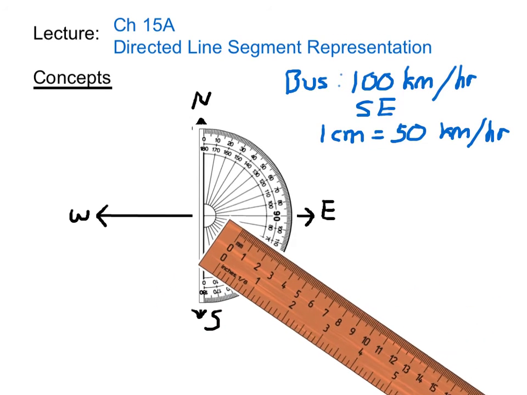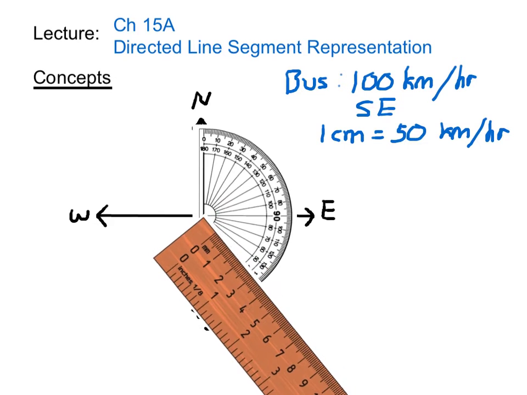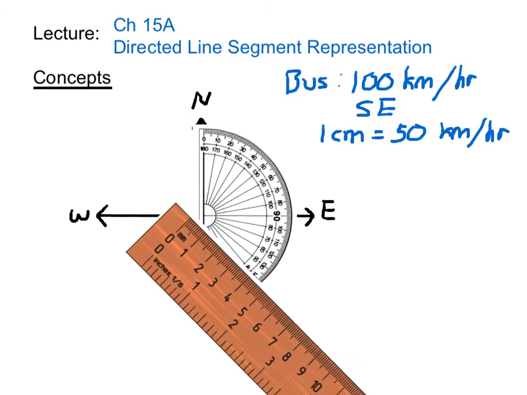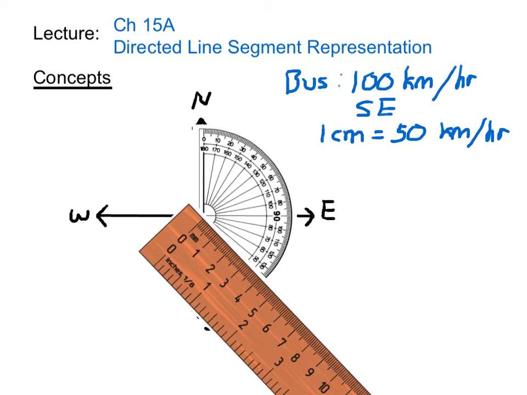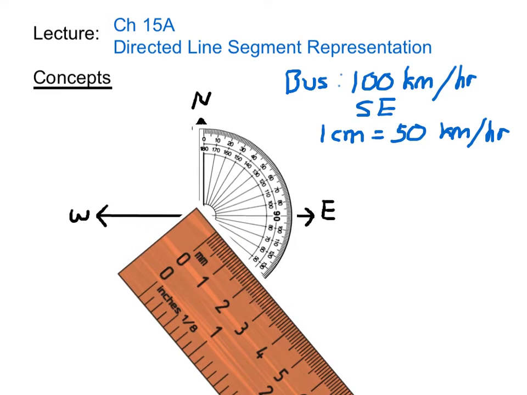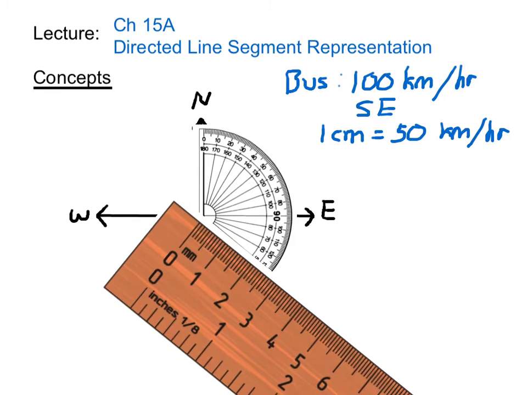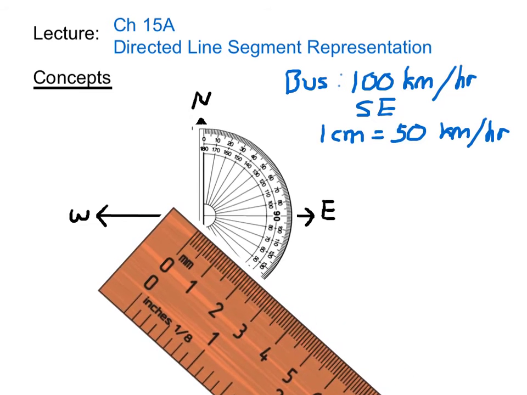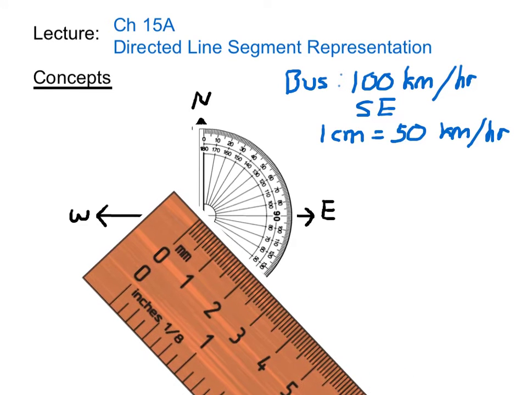So if I take my ruler and I orient it at 45 degrees, let's make it a little bit more life-size. Then I can draw an arrow exactly in that direction and exactly the distance that I need it to go, which in this case is 2 centimeters.